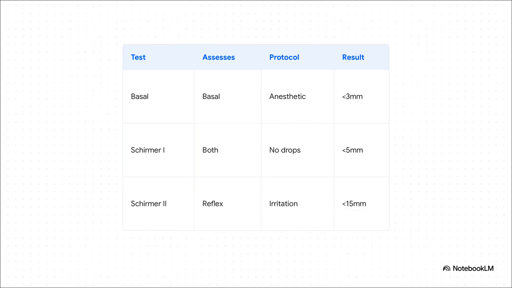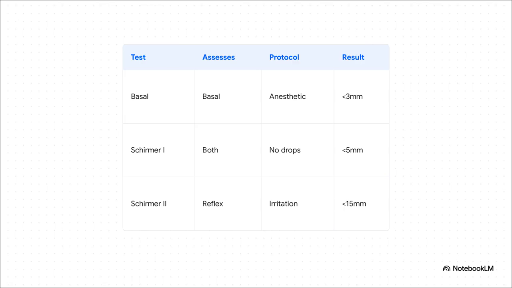How do we clinically diagnose an aqueous tear deficiency, or ATD? We use these 3 specific tests, and you absolutely must know the difference between them. The basal secretion test uses an anesthetic before placing the strip, isolating only your baseline tear production. Less than 3 millimeters at 5 minutes means ATD.